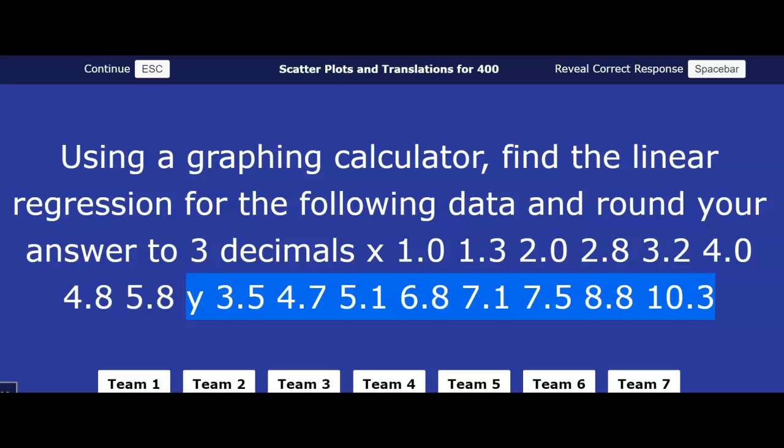You're using linear regression to find the equation of the line. I still can't get to the graphic. Click stat. Stat edit. Oh, you have to use the red one. Use the red one. Hit the word stat edit. Enter X's in L1 and the Y's in L2.